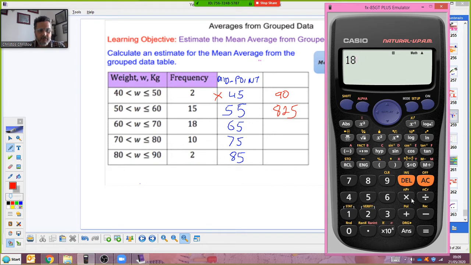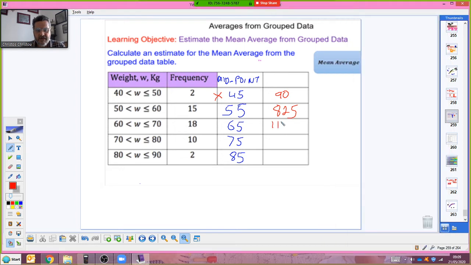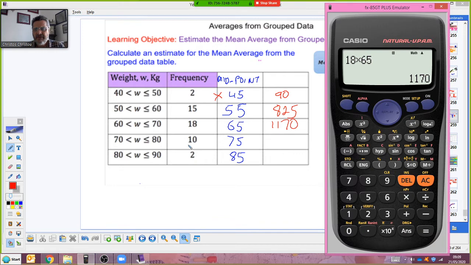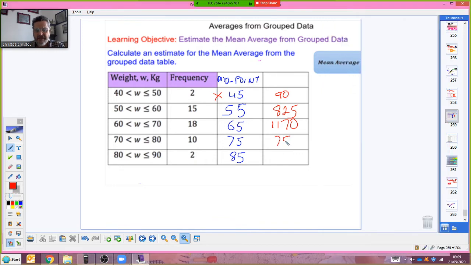1170. 1170, thanks Harrison and the rest of you guys. 1170. Do the next one to check up on me as well. Oh, I can do that. Multiply that by 10. 750 kilos.